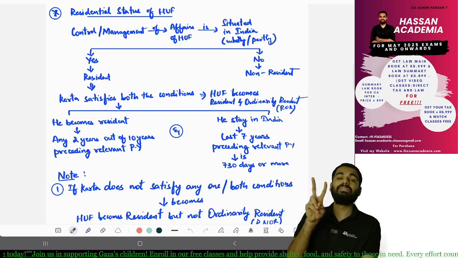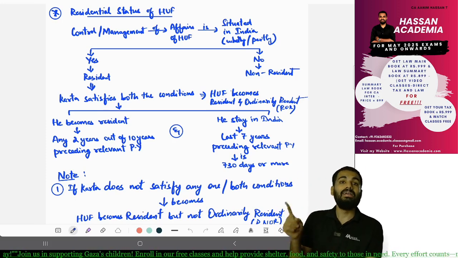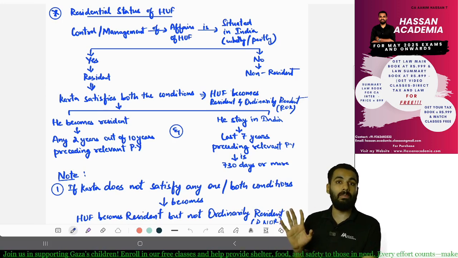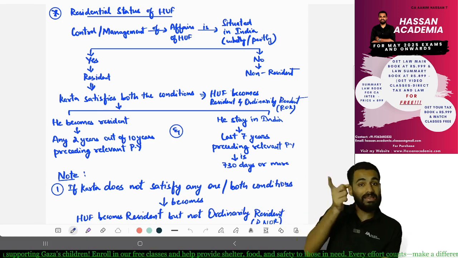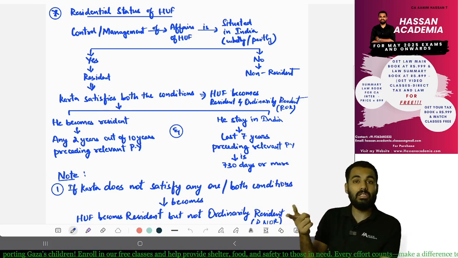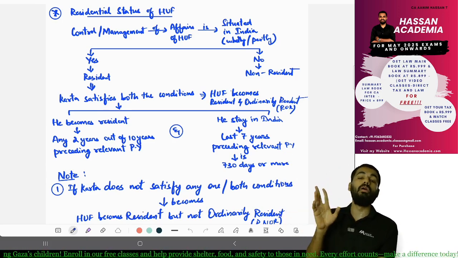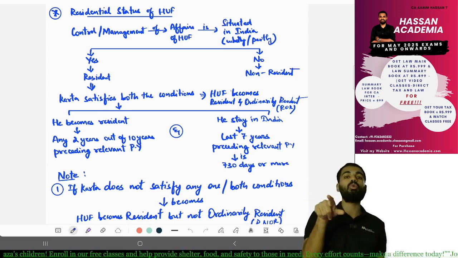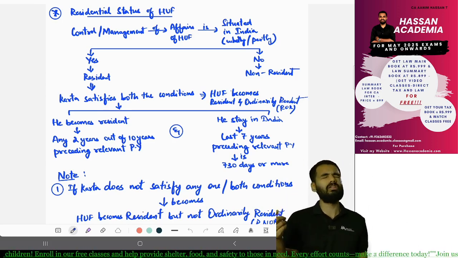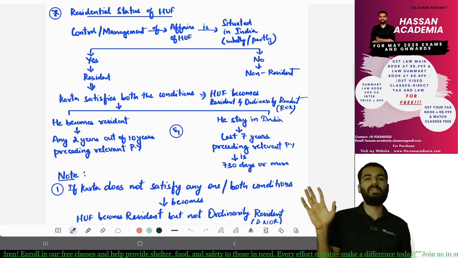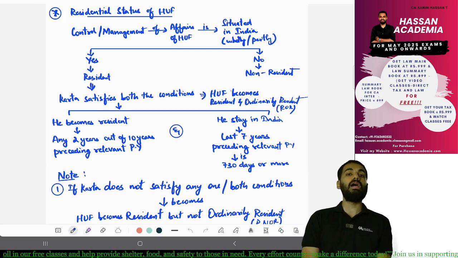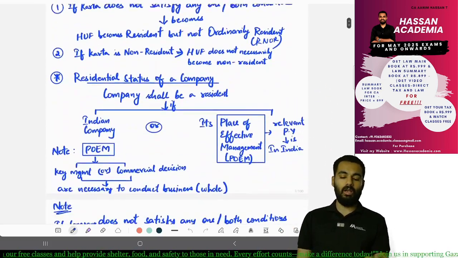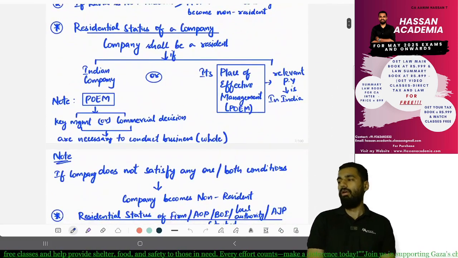If the Karta satisfies 2 out of 10 and 730 days out of the preceding 7 years, like an individual, then in that situation the HUF becomes ROR. But if the Karta does not satisfy 2 out of 10 and 730 days out of 7 years, then in that situation the HUF becomes RNOR.